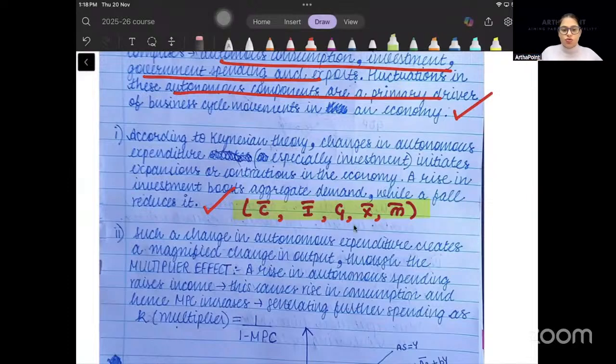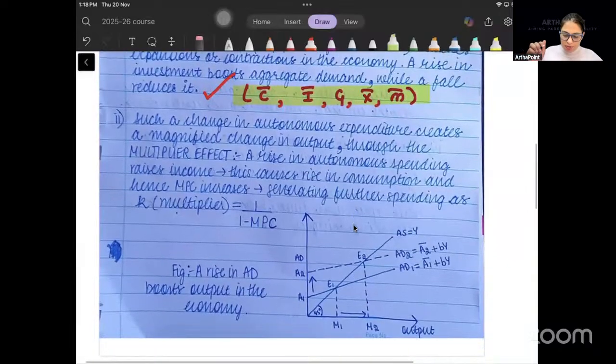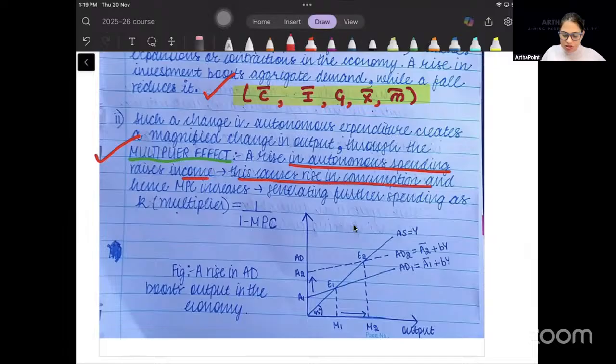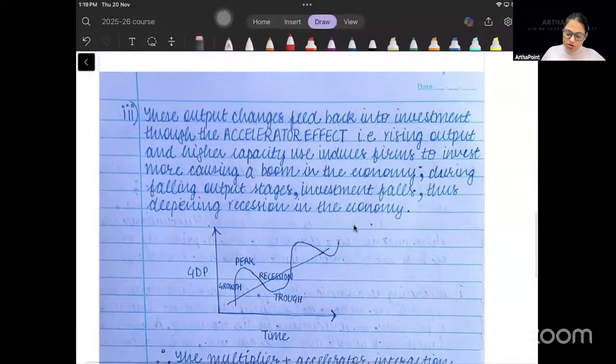Such a change in autonomous expenditure creates a magnified change in output through the multiplier effect. A rise in autonomous spending increases income, causing a rise in consumption, generating further spending. These output changes feed back into investment through the accelerator effect, with rising output and higher capacity use. During falling output stages, investment falls.